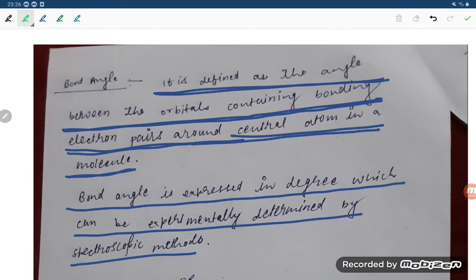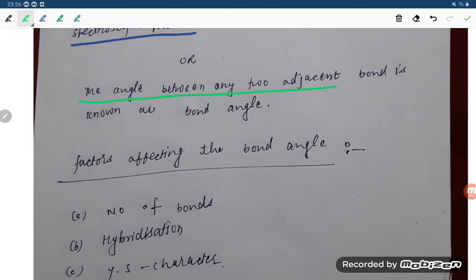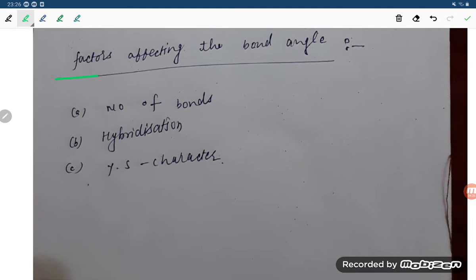Bond angle is defined as the angle between orbitals containing bonding electron pairs around the central atom. Now see, students, the angle between any two adjacent bonds is known as bond angle. Now, what are the factors affecting the bond angle? Number of bonds, hybridization, and s character.